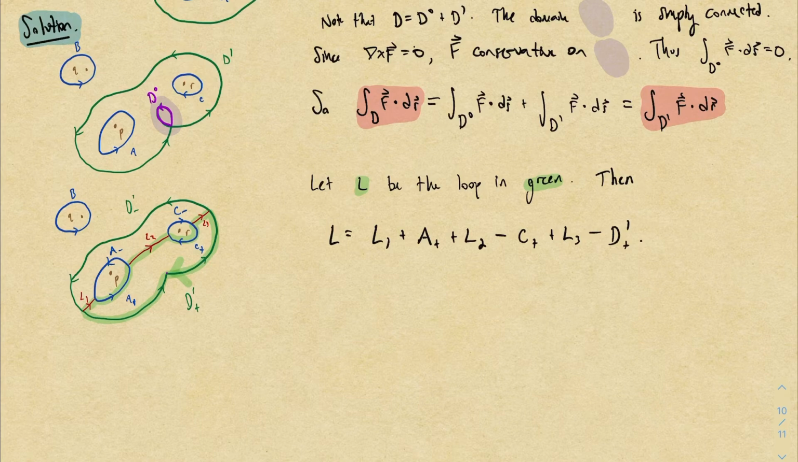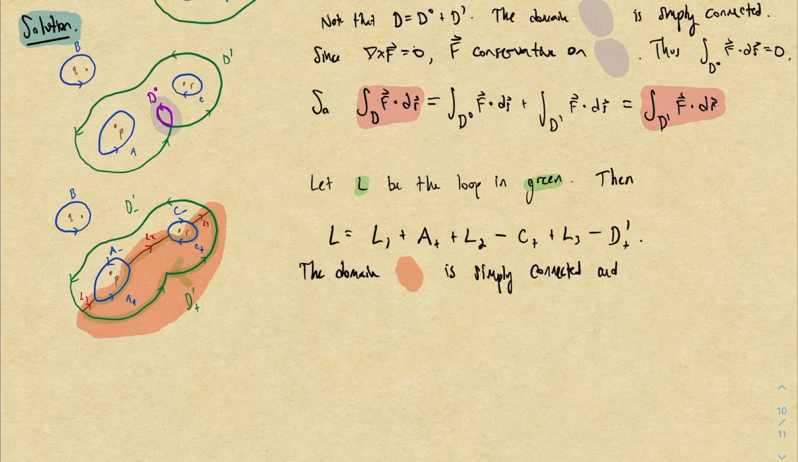Next, let me show you a simply connected domain which contains this curve. I can just color in a blob roughly to the right of the red stuff that avoids the holes, something like this. F is defined on this domain because it does not contain the holes. It's simply connected, and it contains this loop L.